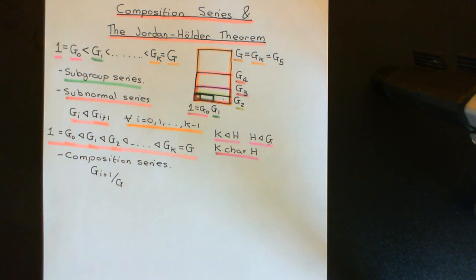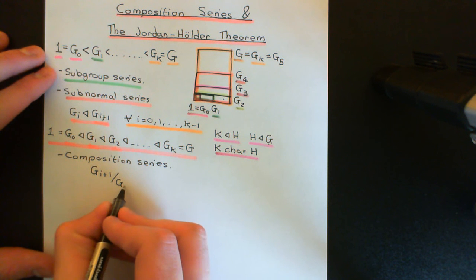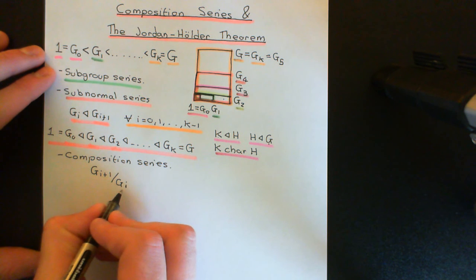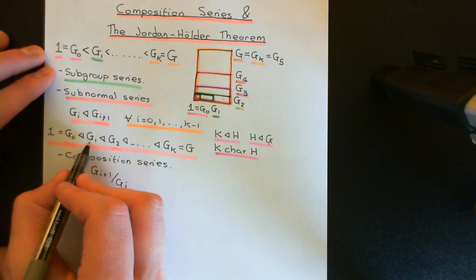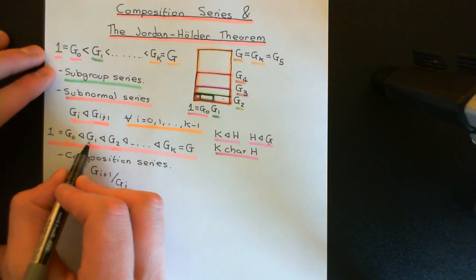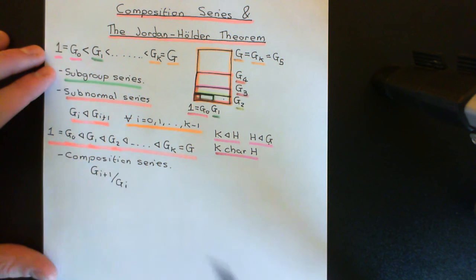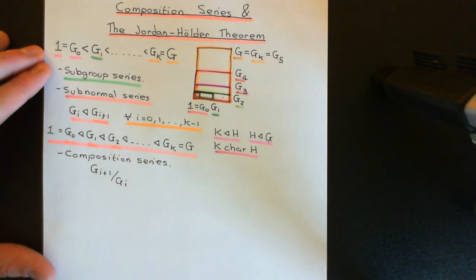Now what that means, if we've got a subnormal series, of course what we can do is quotient the one above out by the one below. So we can do G(i+1) quotient out by Gi for each of these. So we could do G1 quotient out by G0, G2 quotient out by G1, G3 quotient out by G2, all the way up to Gk quotient out by G(k-1). So we can quite happily ask about this.